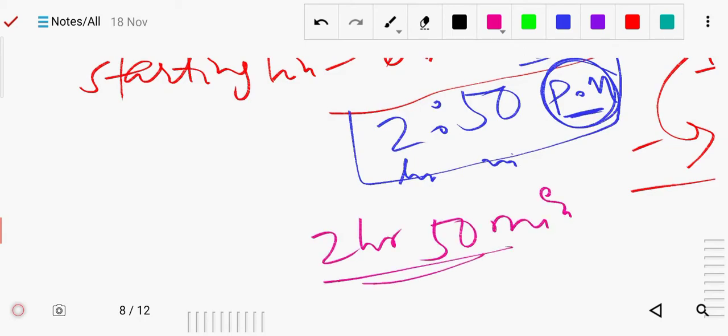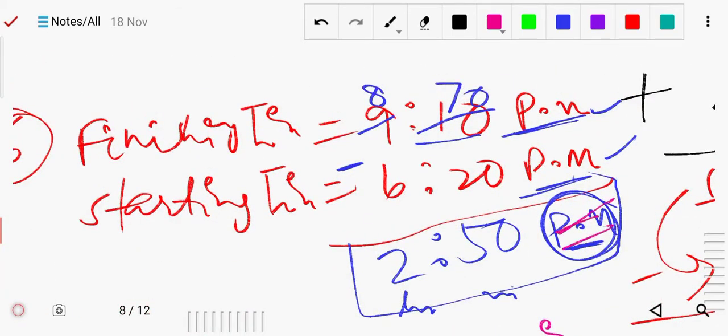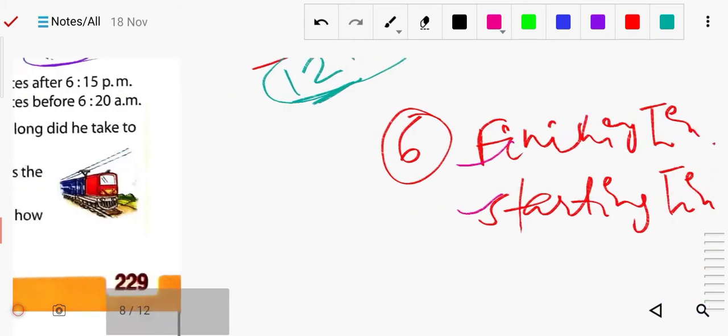And why are we not writing pm here? Because we are comparing two given times, so we will find only the duration between these two times. That's why 2 50 means 2 hours 50 minutes is your time. So you can write finishing time minus starting time, and these two you can subtract.